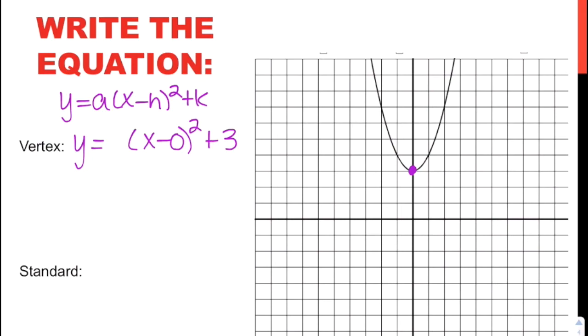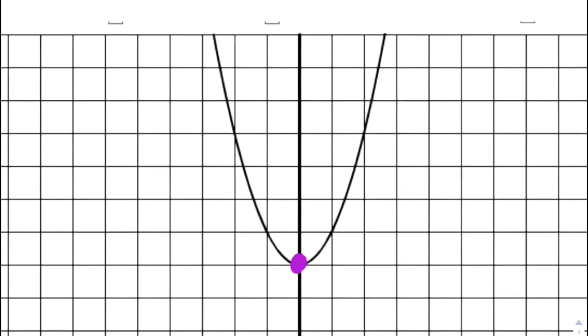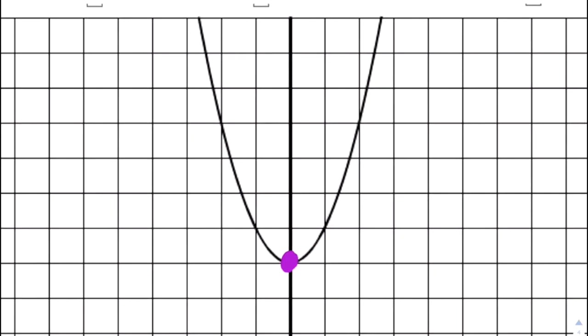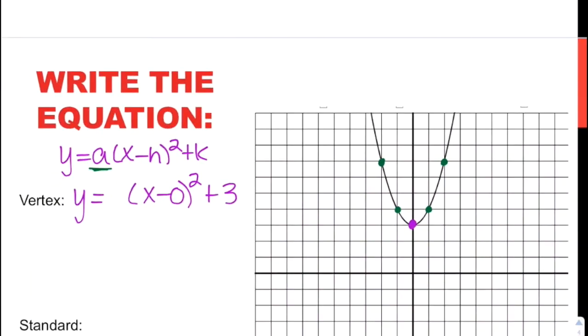The last thing I need to check for is the a value. Well, if you look at this graph, it's still following the same pattern as our parent function. I go right 1, up 1, right 2, up 4. Left 1, up 1, left 2, up 4. So this graph has not had a vertical stretch or a vertical compression. It hasn't gotten skinnier, it hasn't gotten wider, so my a is just 1. You can put a 1 in front of the parentheses, or you can just leave it without 1.